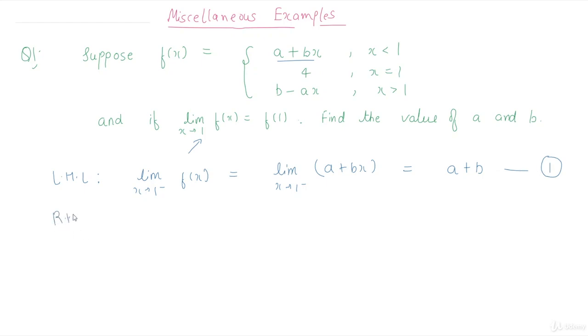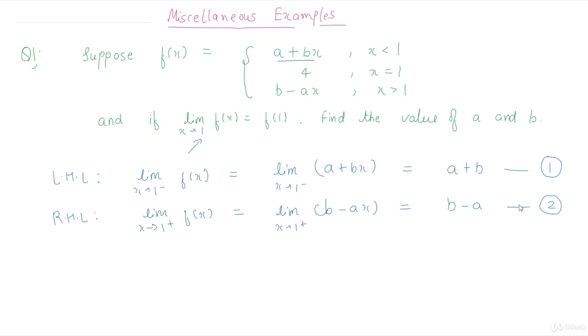Now we'll compute the right hand limit. The right hand limit will be the limit as x approaches 1 positive of f of x. In this case, x is greater than 1, since the value of x is approaching 1 but it is greater than 1. So this definition will be our consideration, that is b minus ax. So we write the limit as x approaches 1 positive of b minus ax, right? Now we can plug in x equal to 1, since it's approaching 1. That will be b minus a. Let us mark it as 2.